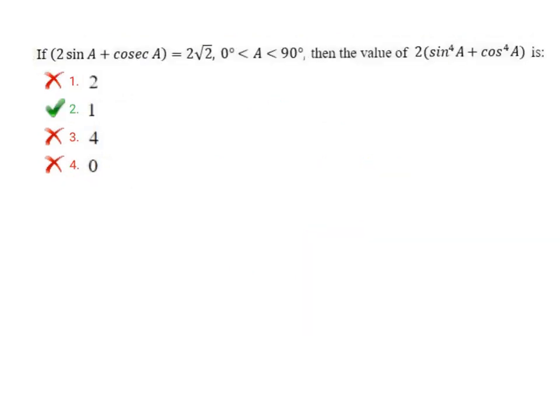Next, if 2 sin A plus cosecant A is equal to 2 root 2. When root 2 is involved, let's substitute A is equal to 45 and check it. If I substitute 45, 2 by root 2 plus root 2. Therefore, it becomes root 2 only. Therefore, it is 2 root 2. Therefore, I can substitute A is equal to 45 for sure.